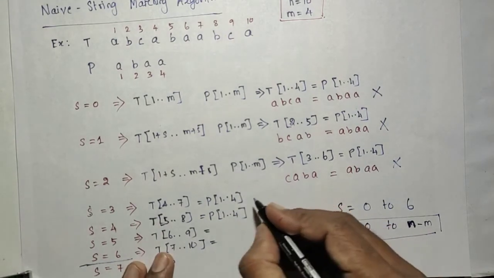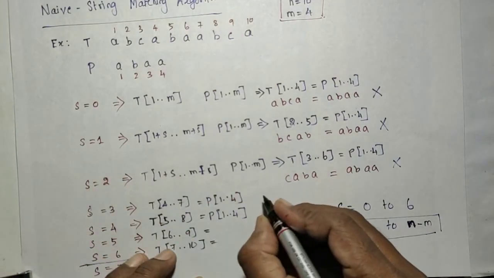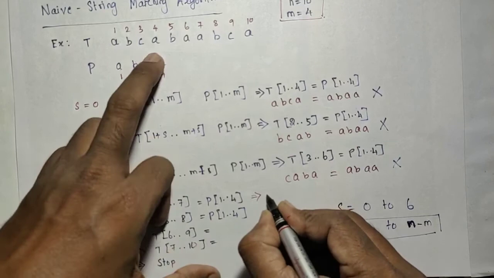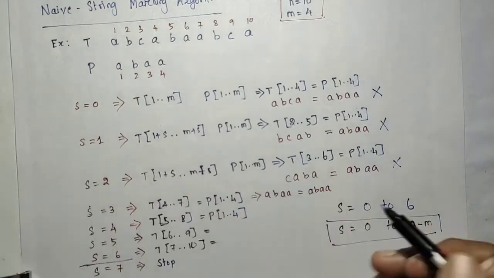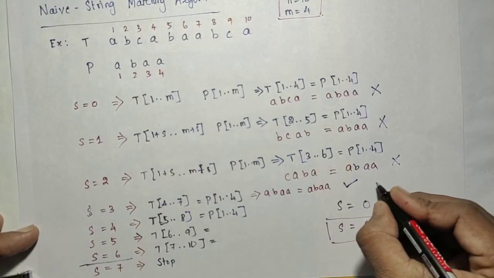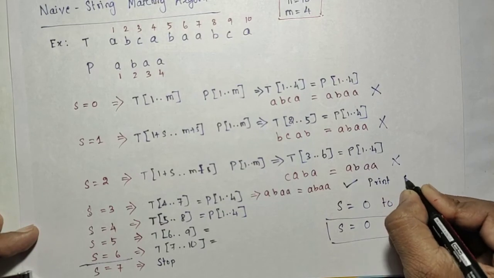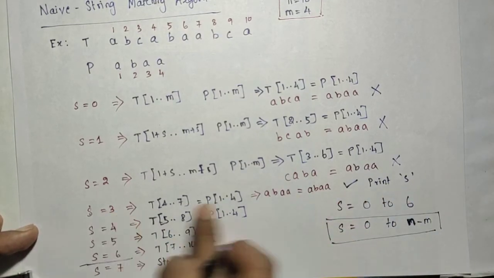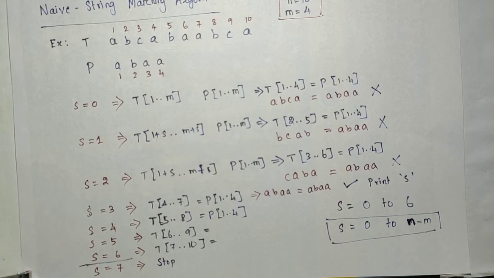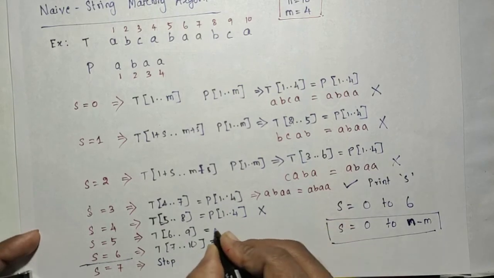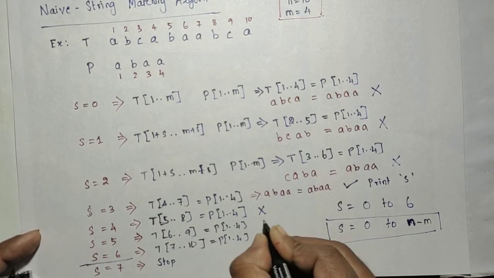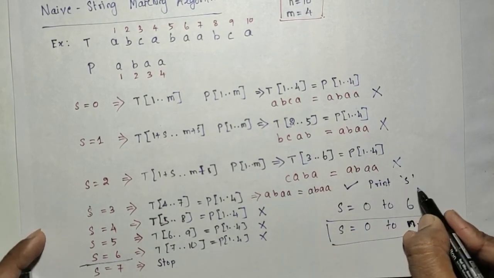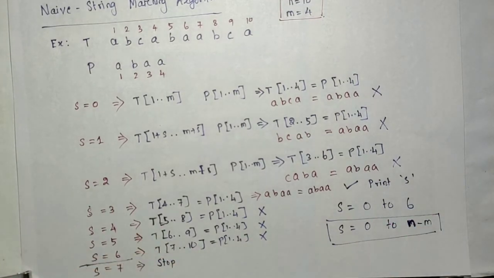Just here it is found, that is here AB AA is compared with AB AA. So it is found. So it will be printed. Print that s. So here it will print that s value, that is the shift. So the pattern occurs at the shift 3, like that it will be printed. Here it is not found. Here also P of 1 to 4 and P of 1 to 4, the pattern is not found. So found is only here. So at this stage it will print that shift. That's all.